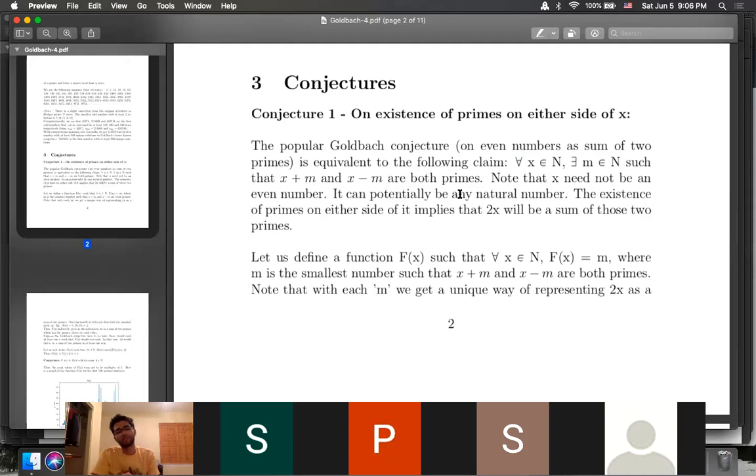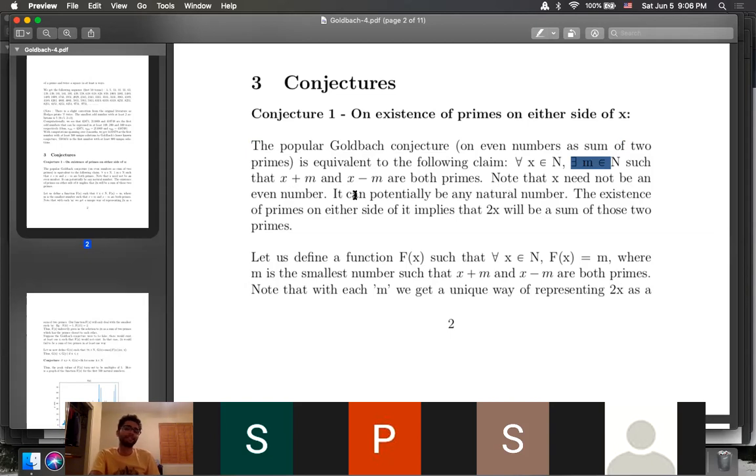So basically, when you say that two primes should be equidistant from that number, you're saying that there exists another number which you can add or subtract to get primes on both sides. Okay, let me read it again very slowly. The popular Goldbach conjecture would be equivalent to the following claim. For every natural number, there exists another natural number such that if you add the two natural numbers or you subtract the two, you will get primes on either side.